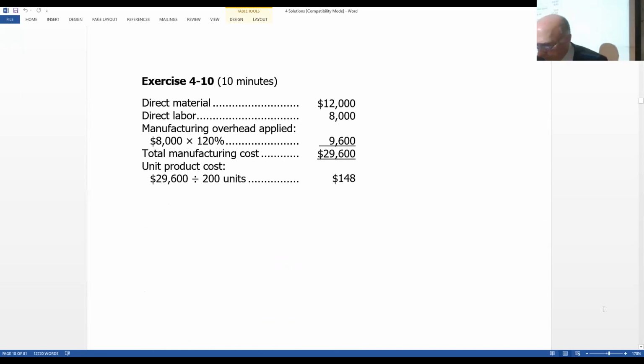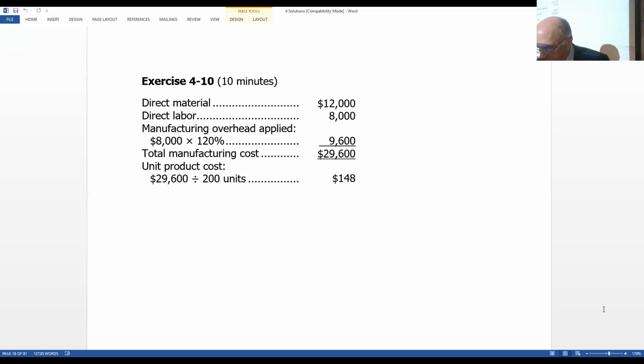Number 10. Applying overhead again, compute unit product cost. The company assigns overhead costs to completed jobs on the basis of 120% of direct labor costs. So whatever labor costs are, you multiply that by 120%, and that's your estimated overhead. The job cost sheet for job 413 shows that $12,000 in direct materials has been used on the job, and that $8,000 in direct labor costs has been incurred. So they give us two of the three components, direct material and direct labor. We only have to figure out overhead. A total of 200 units were produced in job 413.